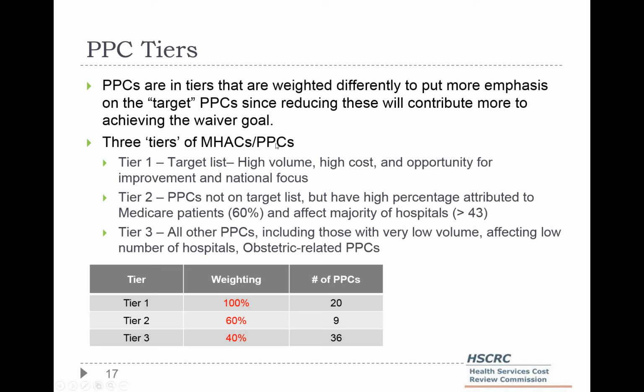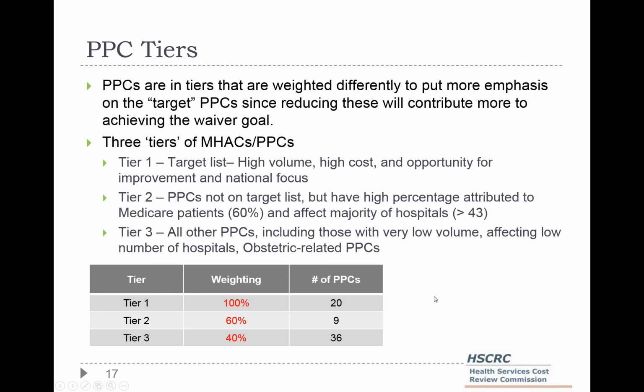So we established 3 tiers. One is this target list, and these are high volume, high cost, and have an opportunity for improvement and are of national focus. Tier 2 are PPCs not on this target list, but ones that have a high percentage attributed to Medicare patients and that affect the majority of hospitals. Tier 3 are all other PPCs, including those with very low volume, those that affect a low number of hospitals, and obstetric-related PPCs.